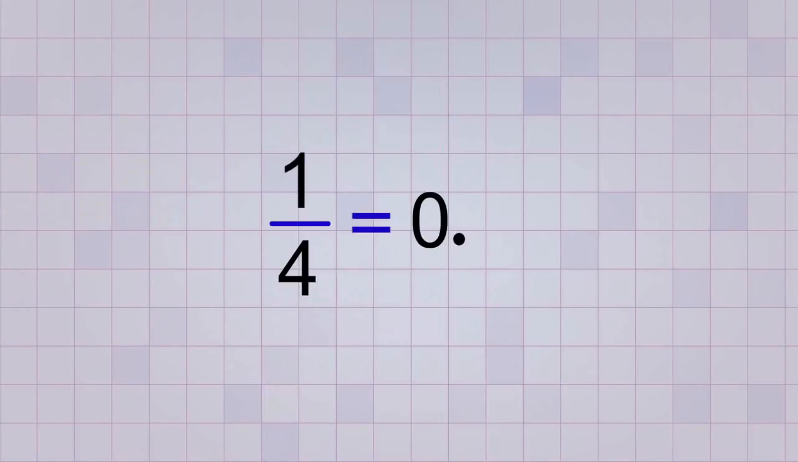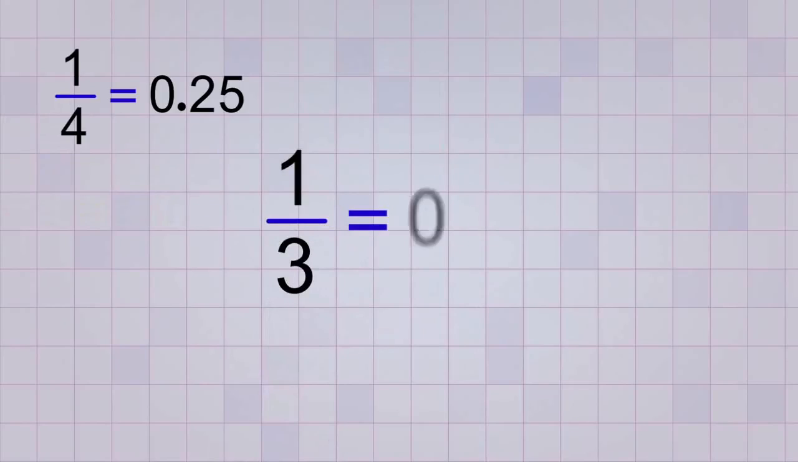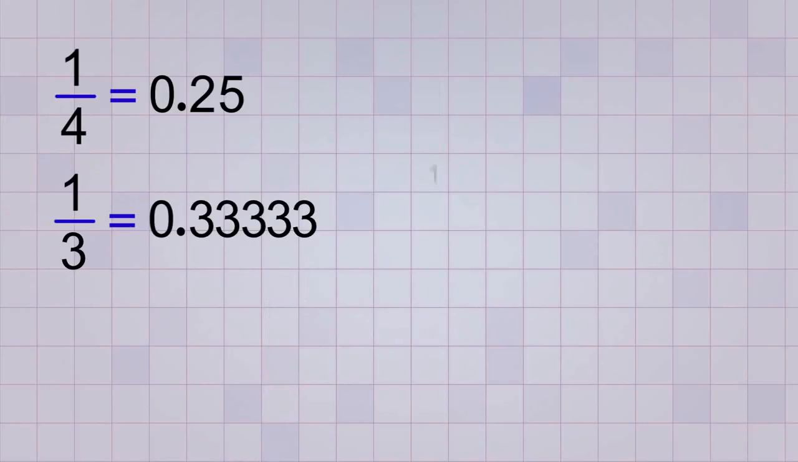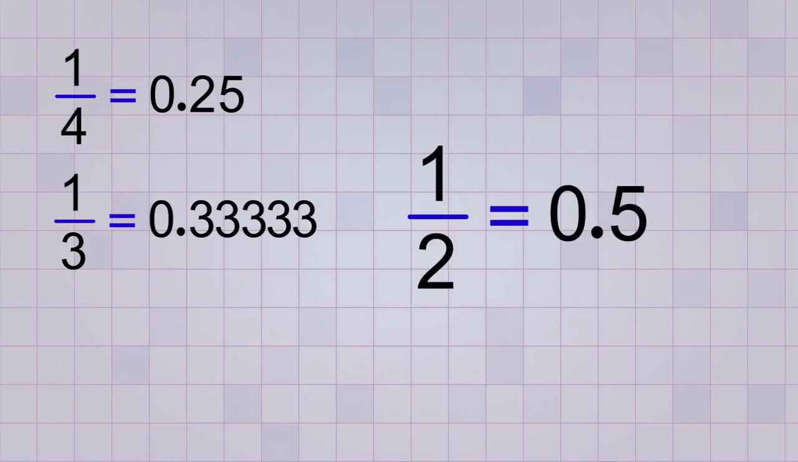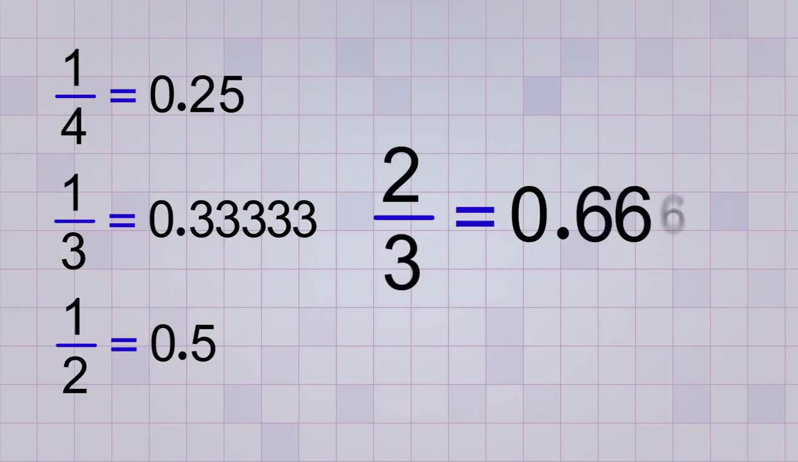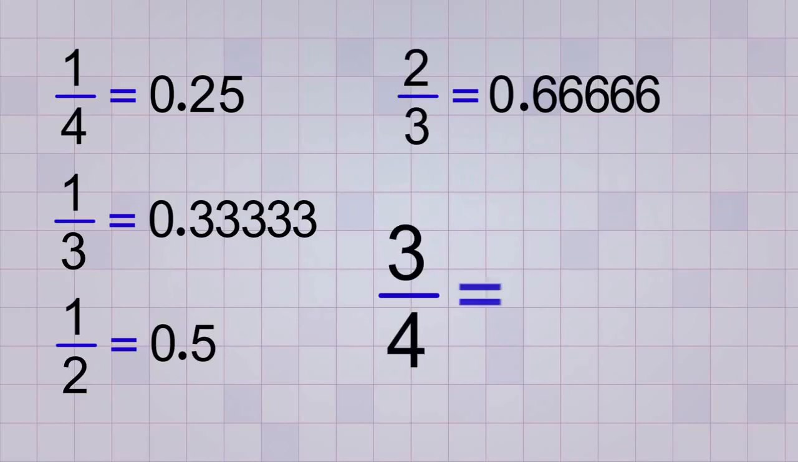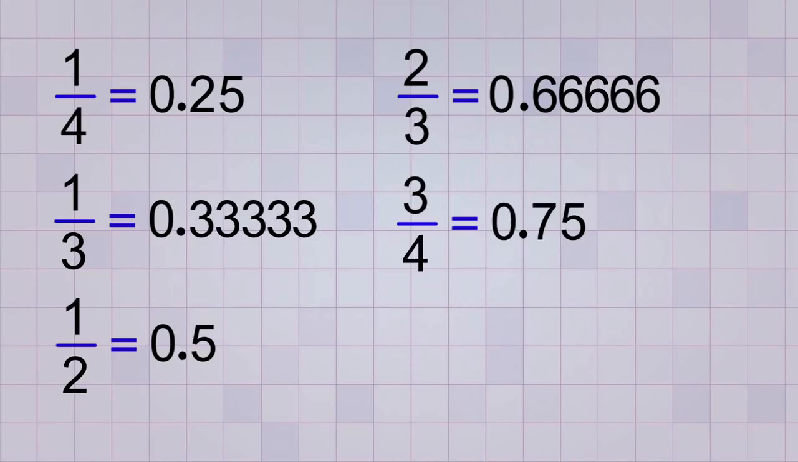The 5 fractions that we've just converted are so common that it's a good idea to memorize their decimal values. Here they are again so you can review them. 1/4 equals 0.25. 1/3 equals 0.33333. 1/2 equals 0.5. 2/3 equals 0.66666. And 3/4 equals 0.75.